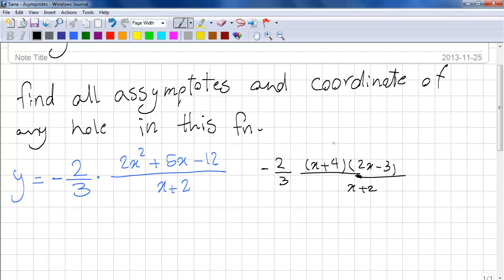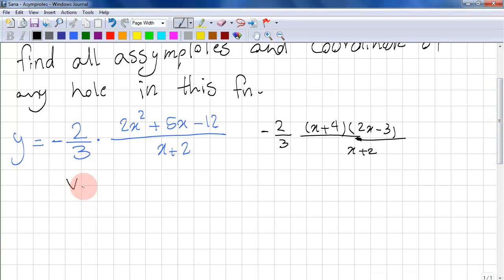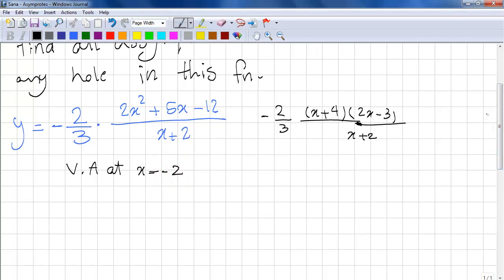So we must have a vertical asymptote, horizontal asymptote, or slant asymptote. We look at the denominator and we see that there is a vertical asymptote at x equals -2. So, vertical asymptote at x equals -2. And so we look for the horizontal asymptote or slant asymptote. We see that we don't have any horizontal asymptote because the degree of p of x is greater than the degree of q of x.